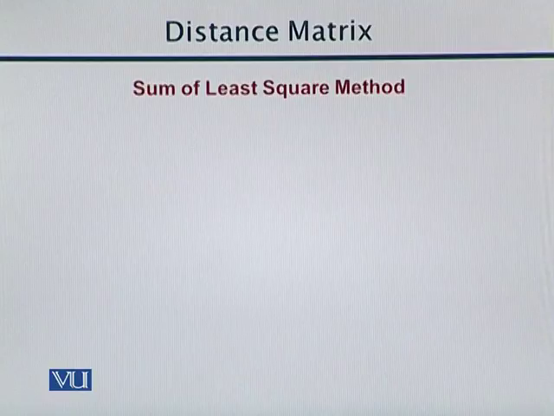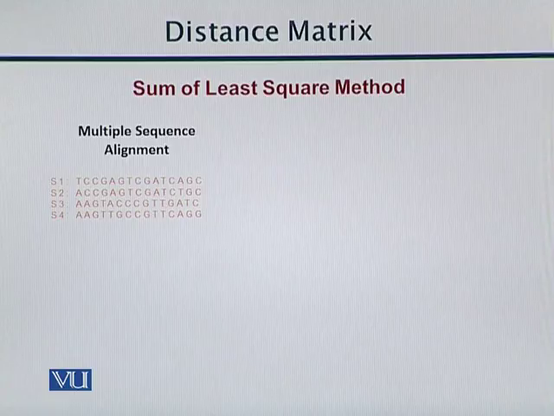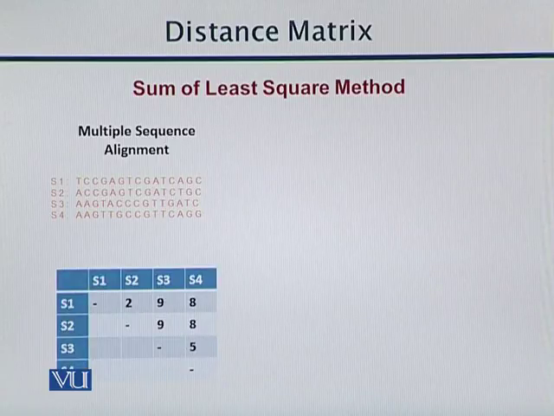Moving on, if I want to make a tree from provided sequences, there is a method which is called the least squares method. So how will we do this? Number one, we have multiple sequences and they are aligned as given here. Moving on, if I want to convert it into a table, it would be something like this. We have 4 sequences S1 to S4 horizontally and vertically. So there is a distance of 2 characters between S1 and S2, a distance of 9 characters between S1 and S3, and 8 characters between S1 and S4.